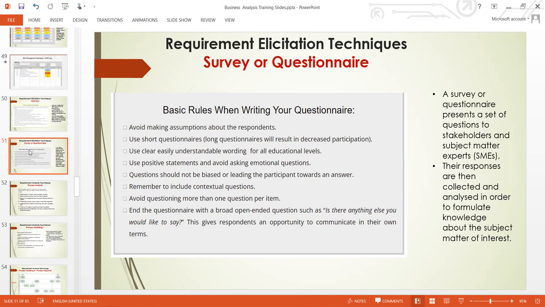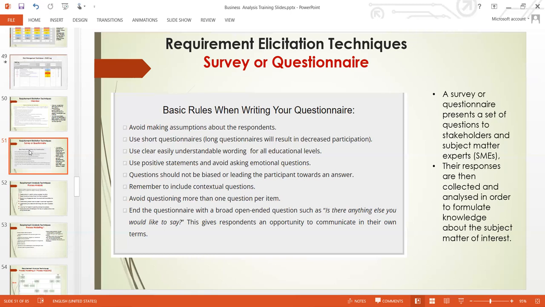Use positive statements and avoid asking emotional questions, just like I said during the interview. Emotional questions can be personal or private questions. So you don't need to do that. Try to be professional as much as you can, official.